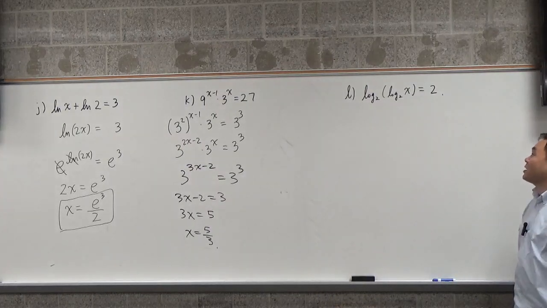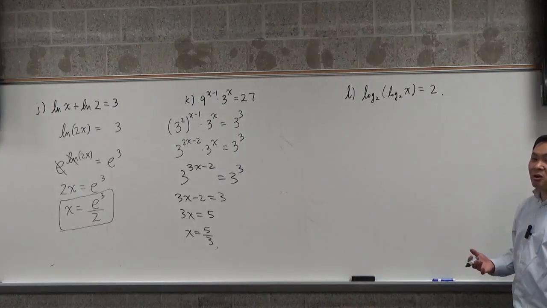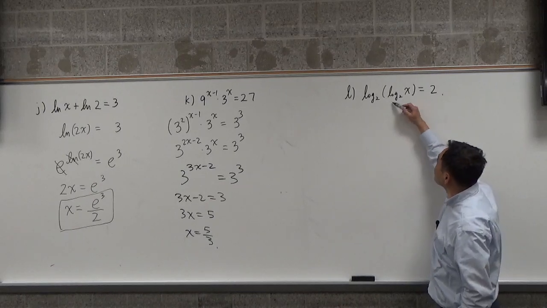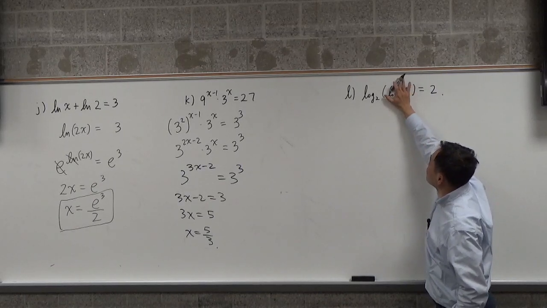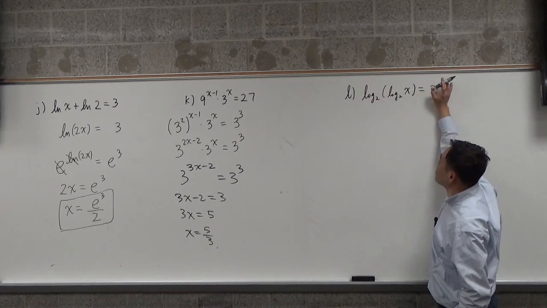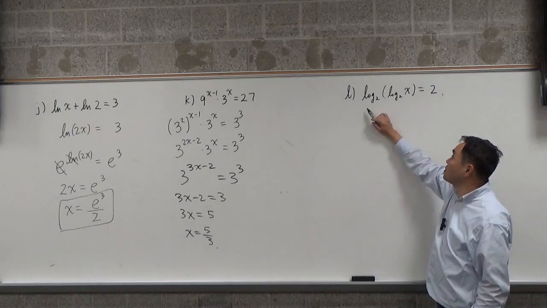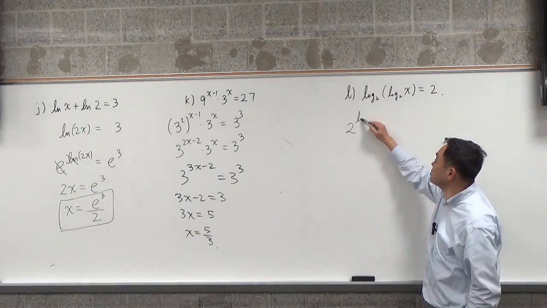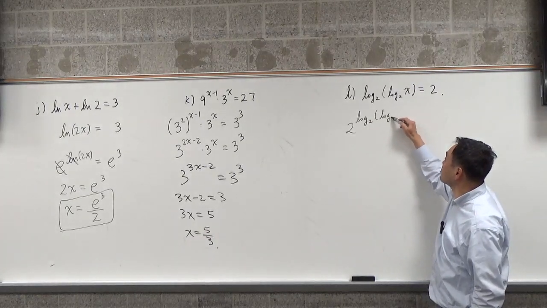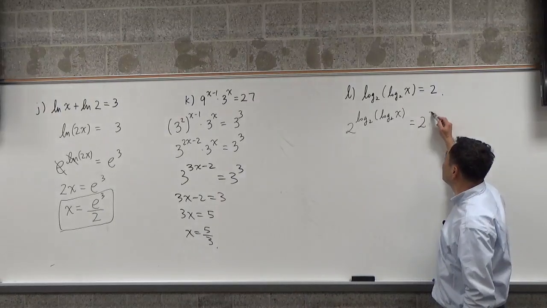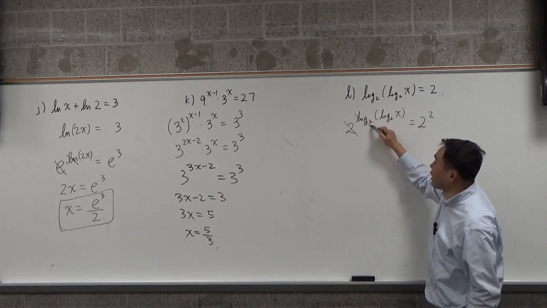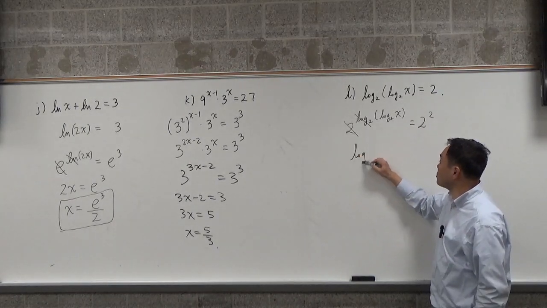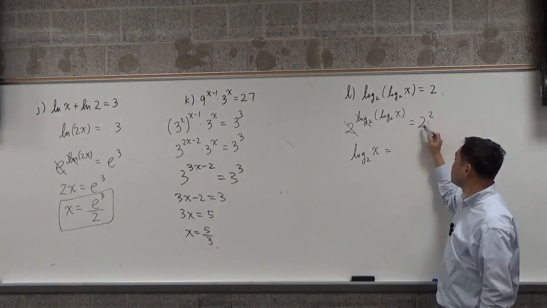Okay, I kept saying if you have multiple logs, combine them, but this one is already a single log if you think about it, because if you think about this as a separate thing, it's log of something equals 2. So here, you can just readily remove log base 2 by raising it over 2. So raise both sides over 2. And that's going to remove this outer log base 2. And if you do that, you get log base 2 of x equals 2 squared, which is 4.